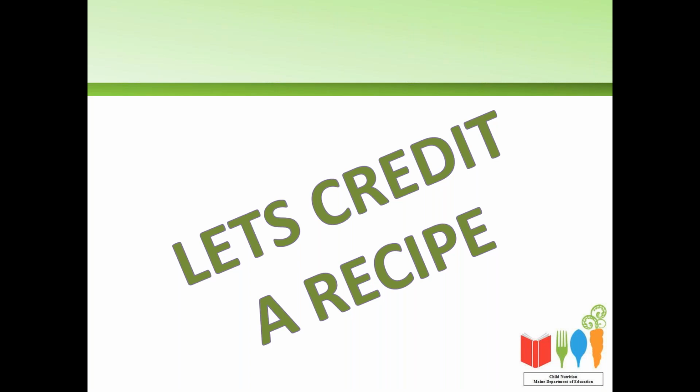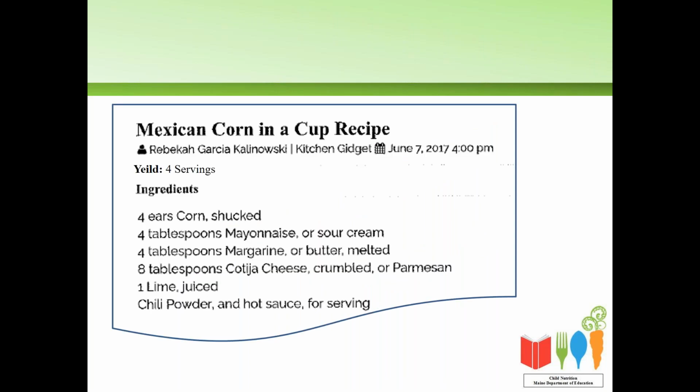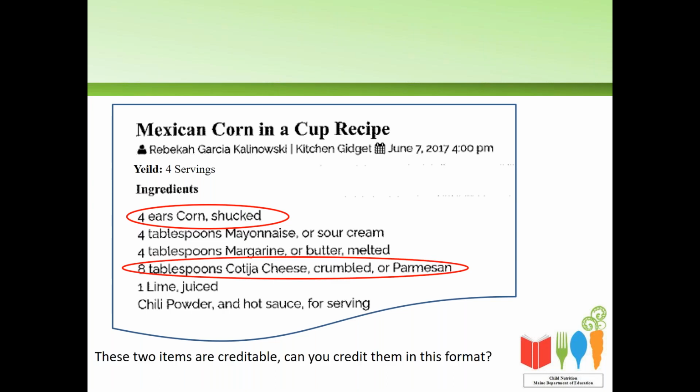We will now go step by step through the process of crediting and standardizing a recipe. Here we have a recipe for Mexican corn in a cup. The first thing you need to do when you're going to credit and standardize a recipe is identify the ingredients that can count towards the meal pattern. Here we have the corn can be credited towards your starchy vegetable, and we have cheese that can credit towards your meat alternate. So these two items are creditable, but it is not so easy to credit them in this format. So now we have a few more steps we need to take.